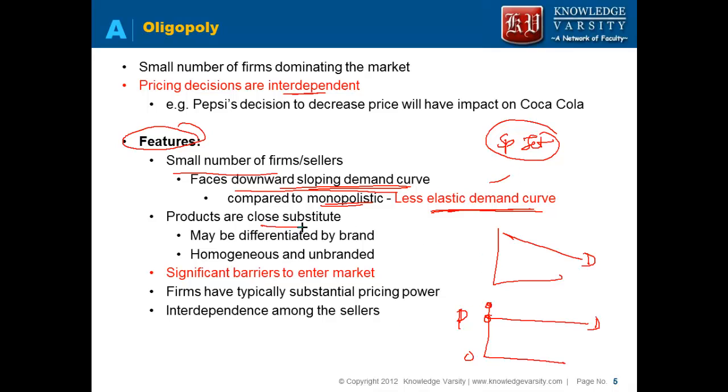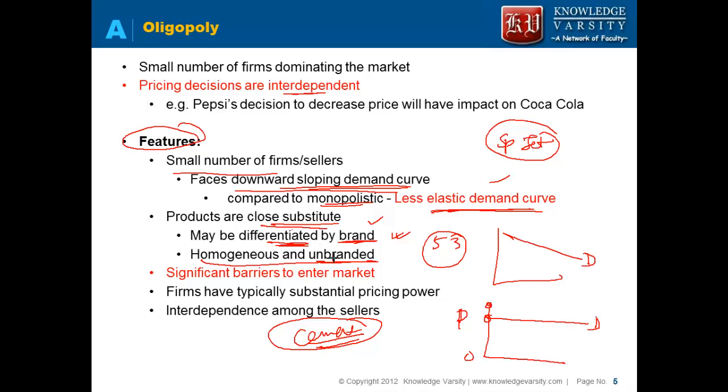The products are close substitutes. Note that the product may be differentiated by the brand, like Coca-Cola and Pepsi, or the products may be homogeneous and unbranded. Think about cement type of product. Mostly cement type of products are not branded. They are putting the brand like ACC, Ultratech, etc., but people will say that cement is a cement, if it's a 53 grade Portland cement, I will take it. So products are close substitutes, homogeneous and unbranded typically, but they may be differentiated by brand also.